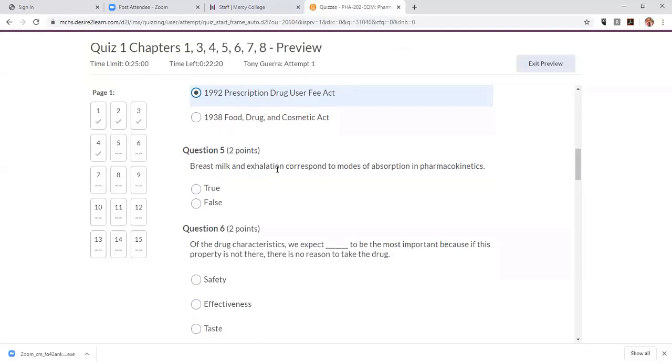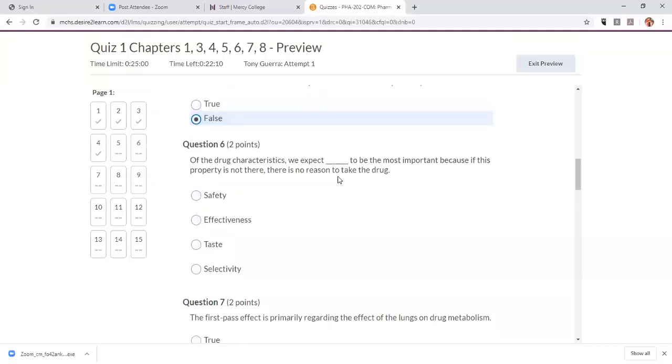Breast milk and exhalation correspond to modes of absorption in pharmacokinetics. Breast milk and exhalation are forms of excretion, so it would not be absorption. So this one is false.